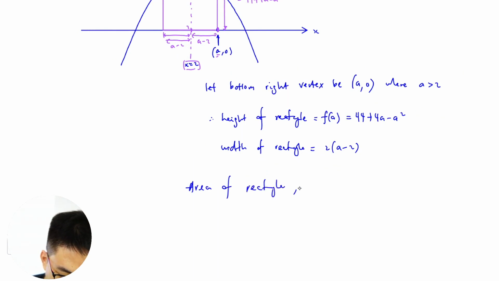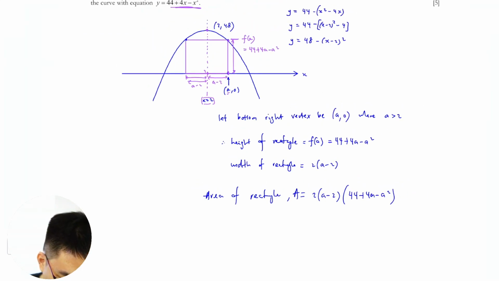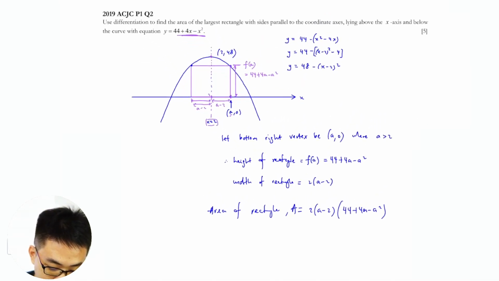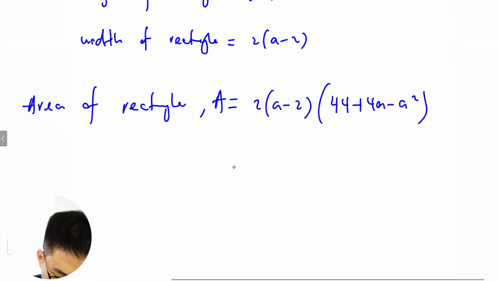Okay. This will just be A equals to a minus 2, times 44 plus 4a minus a squared. There you go. I shouldn't have used A for the area, but hindsight is like that. There you go. This is how you can solve. You can either expand it, or you could just use the product rule. Am I going to expand it? I'm not too sure.